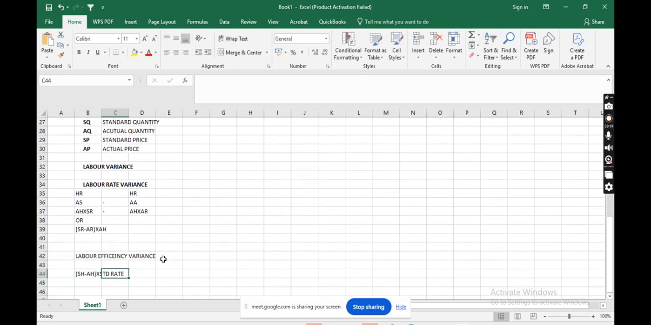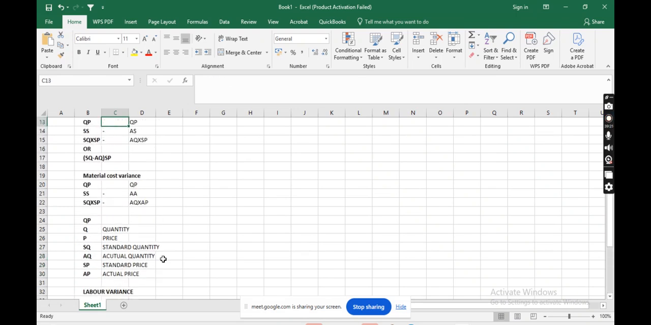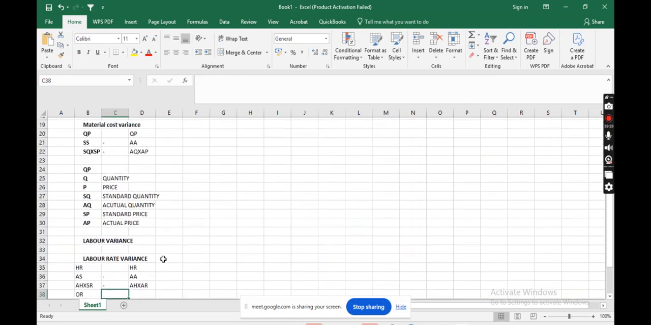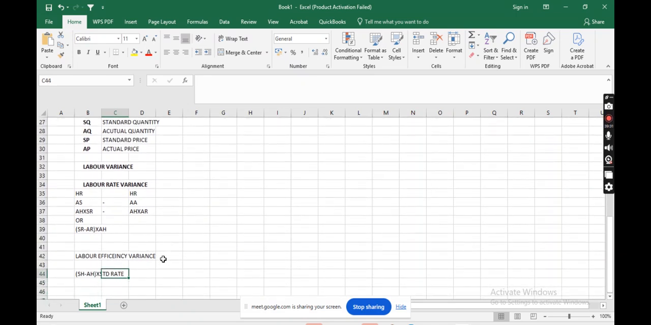Do you know why I multiply by the standard rate? Because if you look at usage, what do you use to multiply usage? The standard price. So therefore, the efficiency is your hours: standard hours minus your actual hours, times the standard rate. Or you go by the formula.